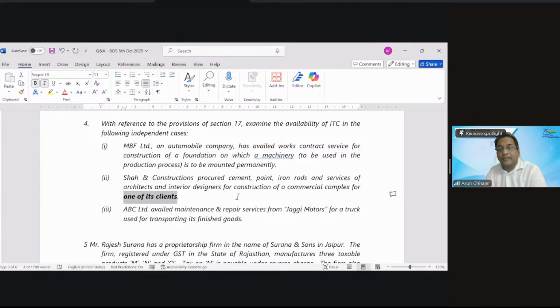What is the outward supply? Construction of the complex, which is work contract service only, right? Because the inward supply would be the purchase of the goods and services. Let me open section 17(5)(c) and 17(5)(d). Just 1 minute. How you will answer that, we will discuss.